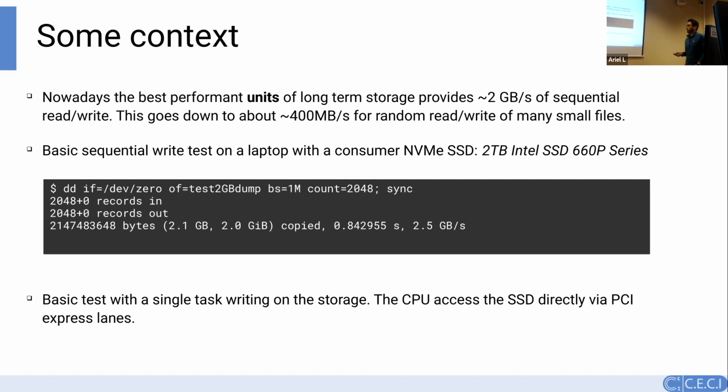But here we have the CPU accessing an NVMe, so the CPU is accessing the storage unit directly by the PCIe lanes of the machine. I'm showing this so that we can then see the values that we will get for different storage places on the cluster to see where we are standing.